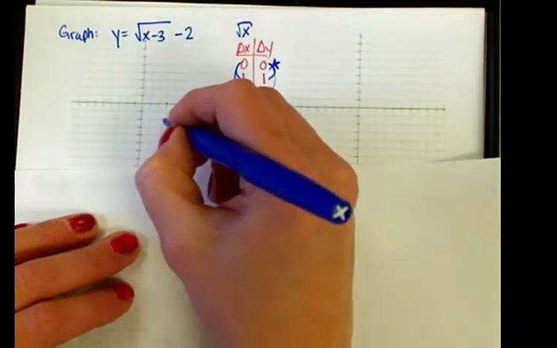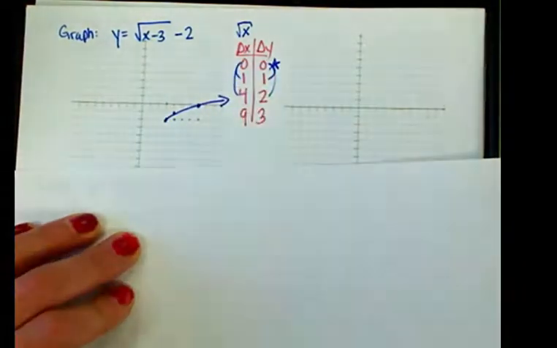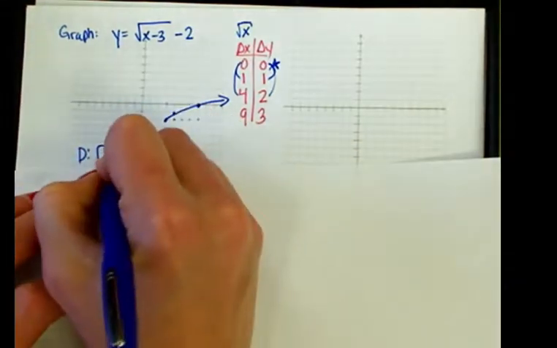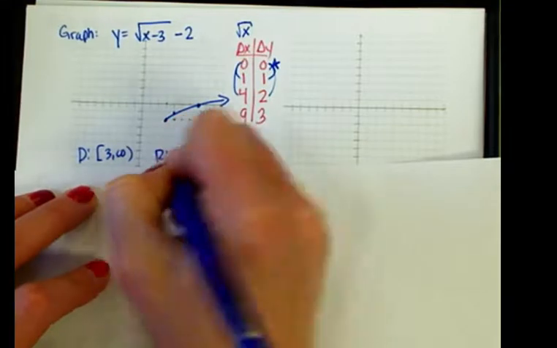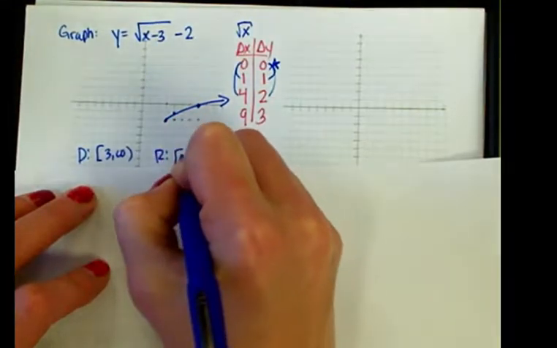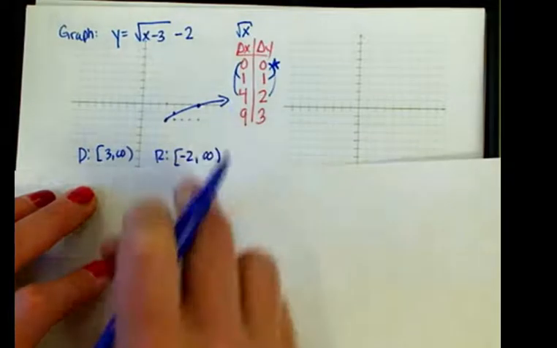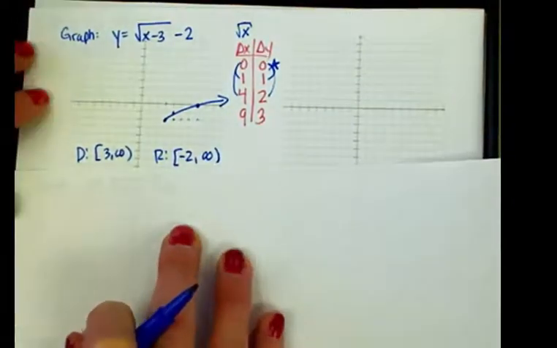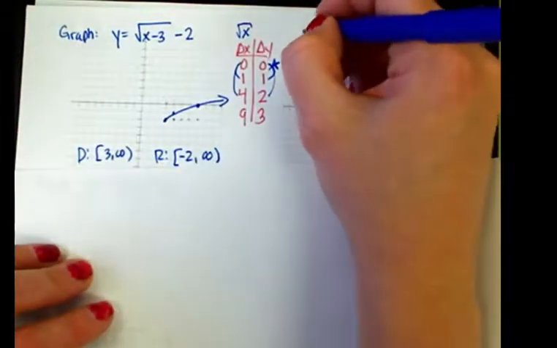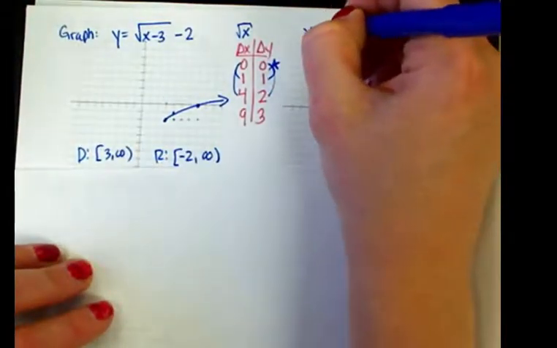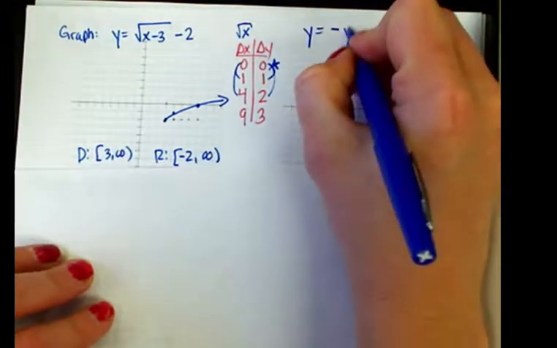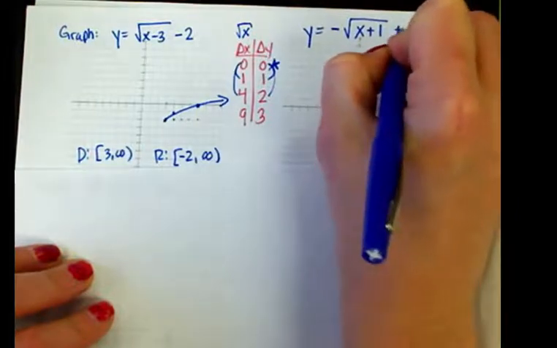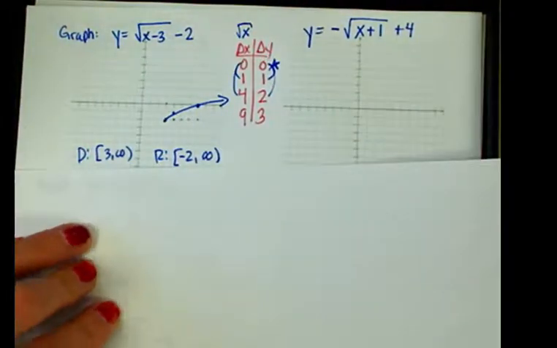Over 9, that doesn't fit, so I connect. There's only one arrow on this graph. The domain of this graph, hard bracket 3 to positive infinity, range, hard bracket, -2 to positive infinity. Notice that it connects to the transformation. Okay, I feel like we need to do another square root. Y equals negative square root of x plus 1, plus 4. Okay, graph.